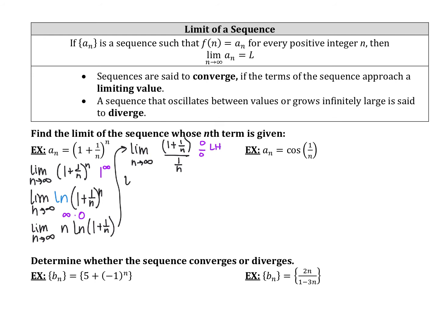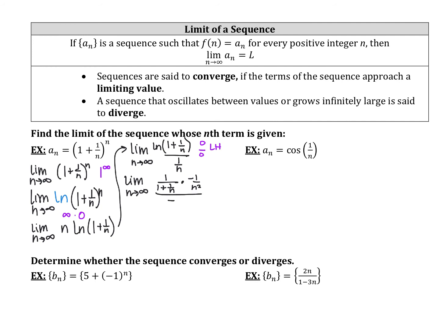So using L'Hopital's on this, we get the limit as n approaches infinity, and the derivative of the top is a bit messy. Oops, I lost my natural log up there. It is 1 over 1 plus 1 over n times the chain of that, which is negative 1 over n squared.